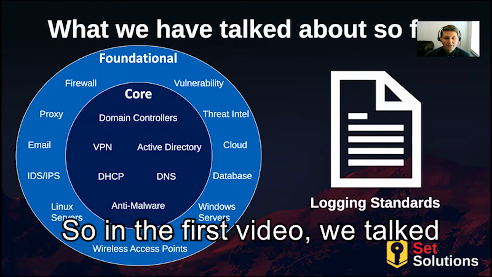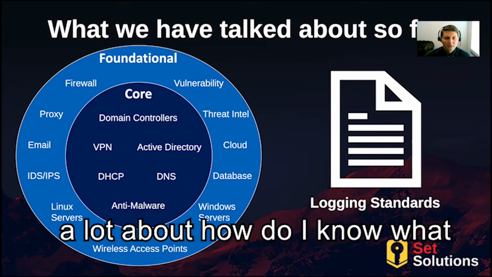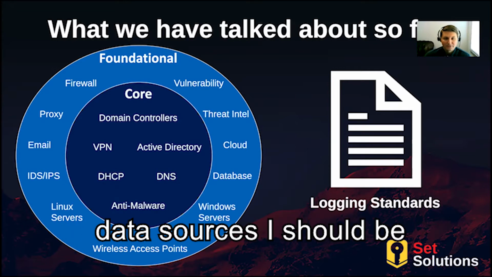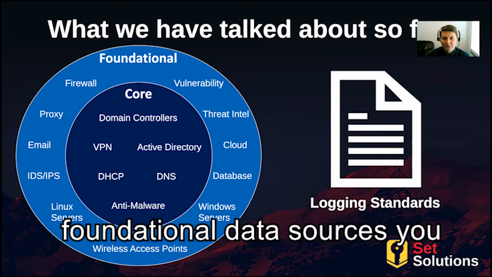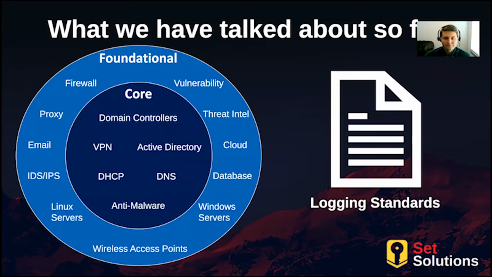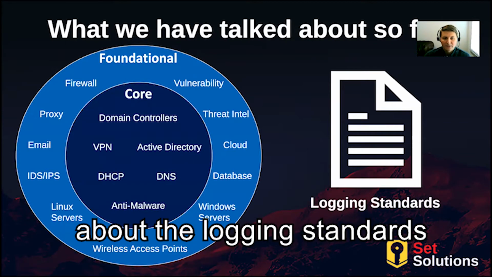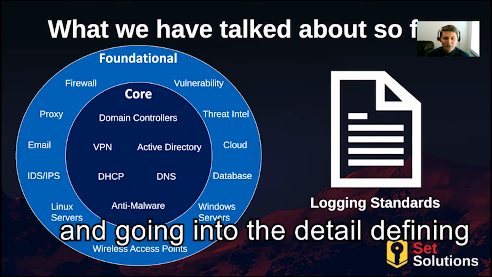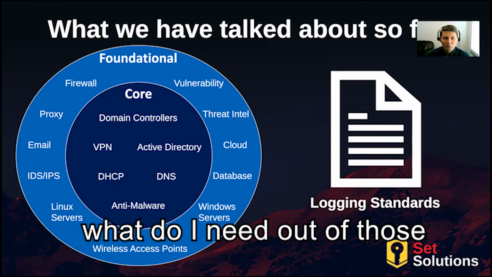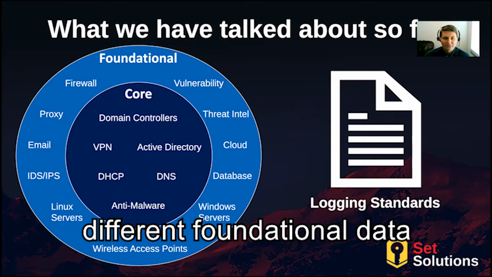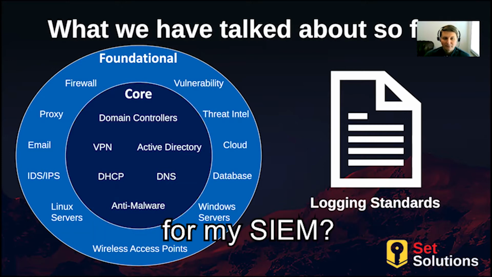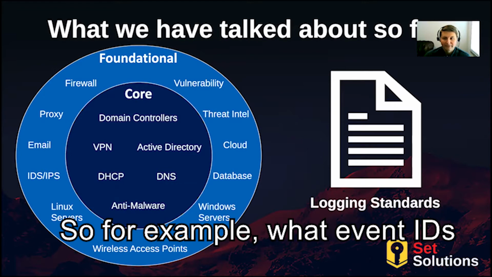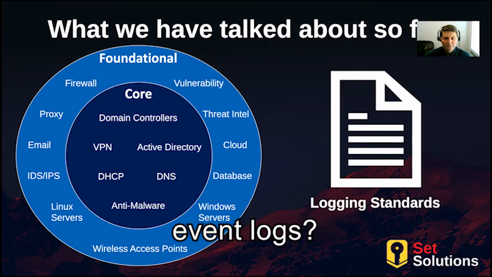In the first video, we talked a lot about how to know what data sources I should be bringing into my SIM, and we really talked about the foundational data sources you should be bringing in. In the second video, we talked about the logging standards and going into the detail of defining what I need out of those different foundational data sources to feed my use cases for my SIM. So for example, what event IDs do I need for my Windows event logs?